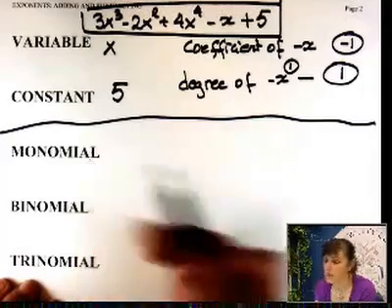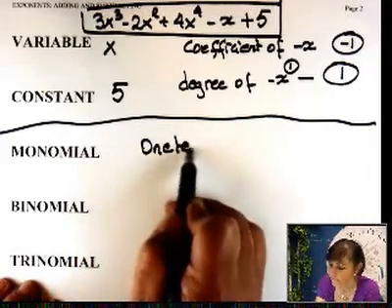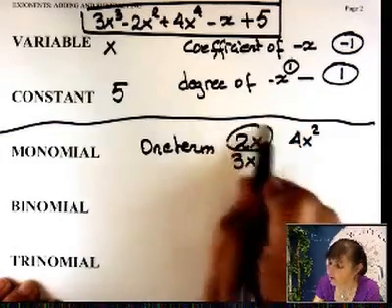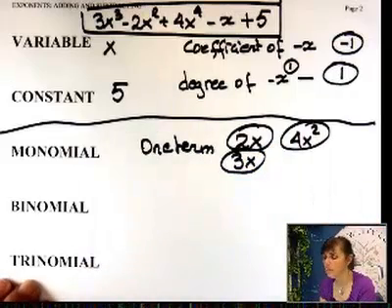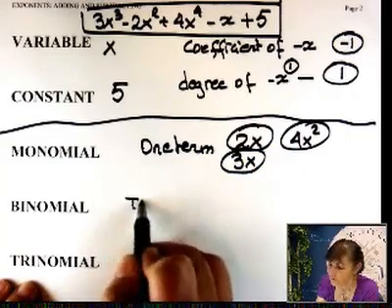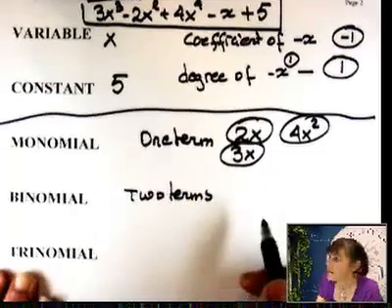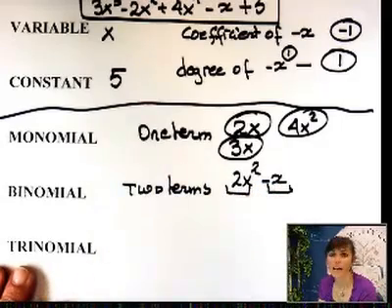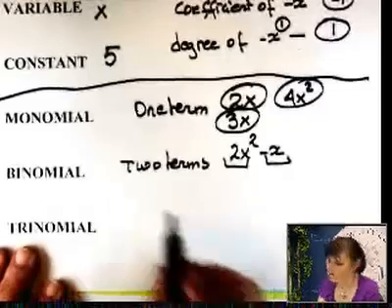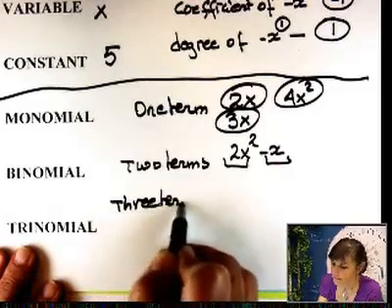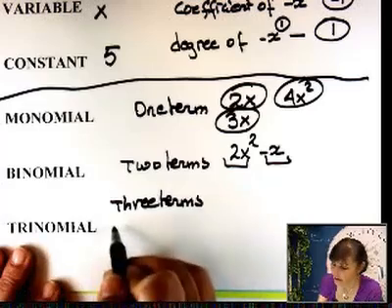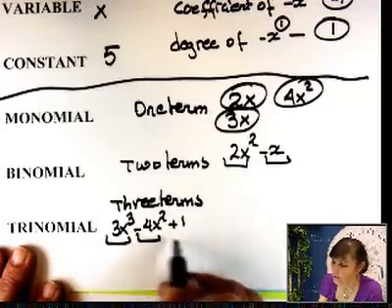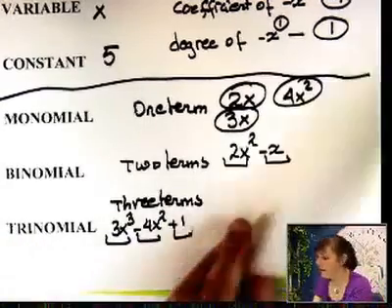A monomial is a polynomial with only one term, like 2x, 3x, 4x squared. So these are all monomials, 1, 1, 1. There are 3 separate polynomials. Binomials are 2 terms. It would be something like this, 2x squared minus x. One term, second term. And they're separated by either a plus or a minus. Trinomials are 3 terms. A trinomial would look something like 3x cubed minus 4x squared plus 1. 1, 2, 3 terms.